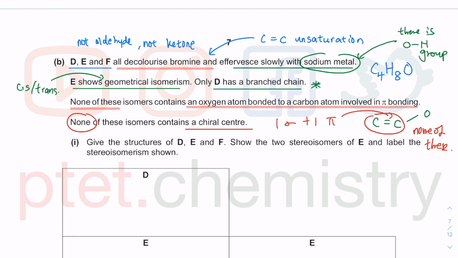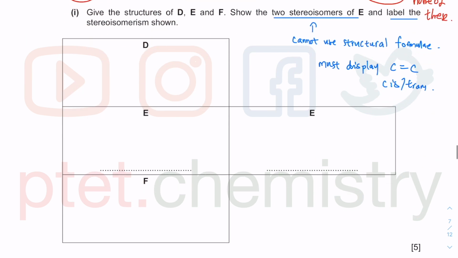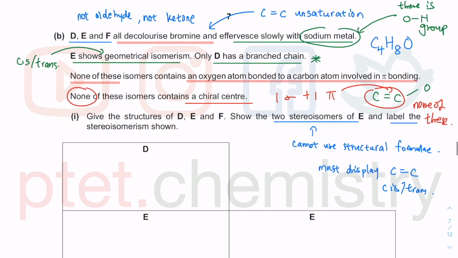Give the structures of D, E, and F, and you have to show the 2 stereoisomers. If you want to show the stereoisomers, you cannot use structural formula, because if you define stereoisomers, they have the same molecular formula and the same structural formula. So you cannot use structural formula to show the difference between cis and trans. It doesn't work. You must display at the carbon-carbon double bond to show the cis and the trans, and then of course label the stereoisomerism. What do we need? So we have 5 marks here. Let's try and draw this.